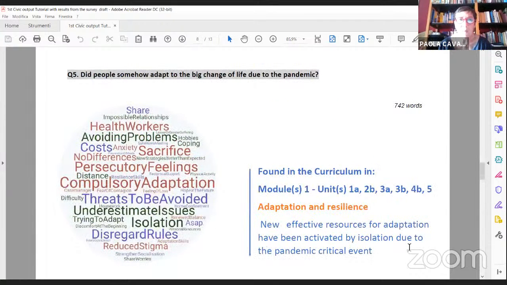Question number 5. Did people somehow adapt to the big change of life due to the pandemic? And we have cost, avoiding problems, sacrifice, persecutory feelings, compulsory adaptation, threats to be avoided, underestimate issues, isolation, disregard rules, reduce stigma, ASAP, share, and the others you can read. Adaptation and resilience is the title we choose. New effective resources for adaptation have been activated by isolation due to the pandemic critical event.